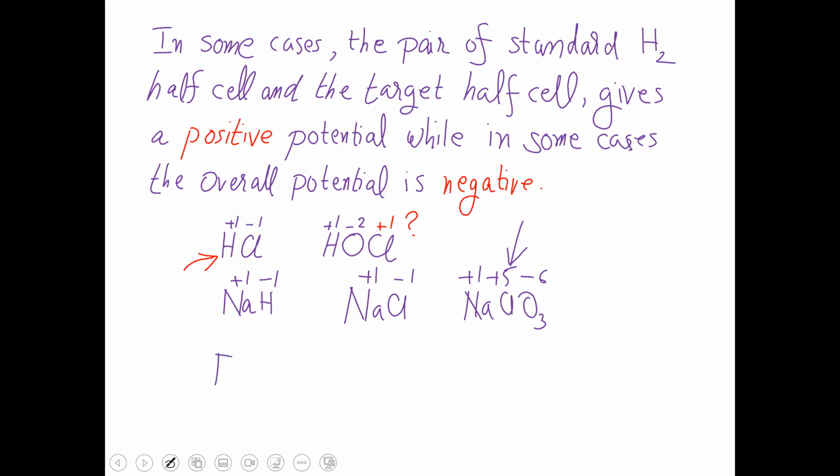Fluorine is the most electronegative element known. So whatever comes with fluorine, it has to become positive, no matter what it is. Even if oxygen comes here, fluorine will tell it to become positive. Why? Because fluorine is the most electronegative.